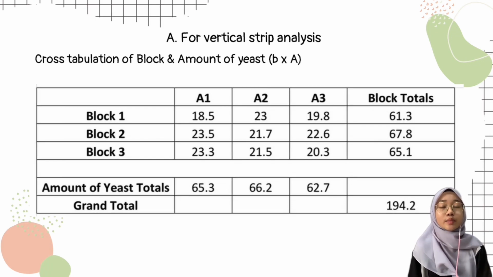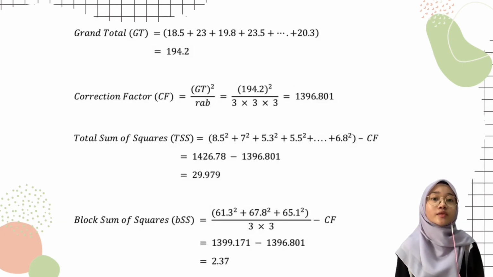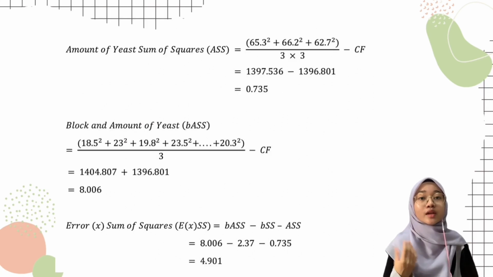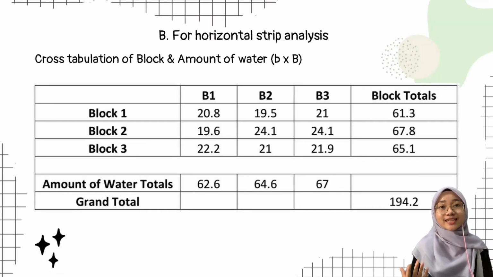This is the cross tabulation of block and amount of yeast. The value for grand total is 194.2. After that, we can calculate the correction factor, which is 1396.801. By using the correction factor value, we can calculate the total sum of square and block sum of square. We can also calculate the value for amount of yeast sum of square, block and amount of yeast, and error sum of square.